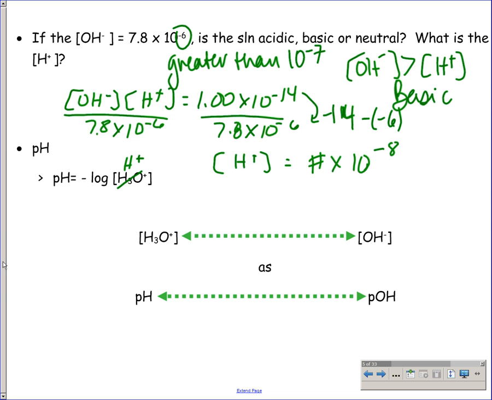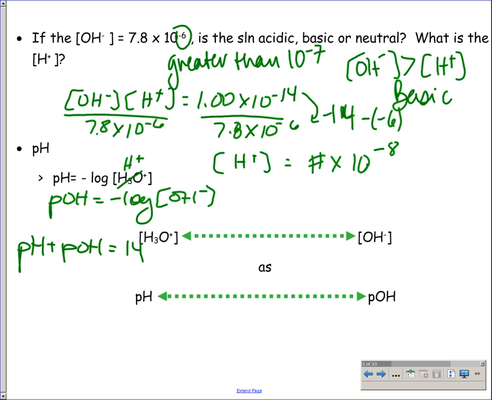We also have pOH, the same way, equals negative log of OH minus. How do you relate pH and pOH? pH plus pOH equals 14. And we have another one right here. We just did OH minus times H plus equals 1.0 times 10 to the negative 14th.